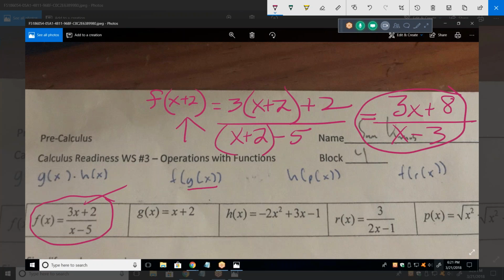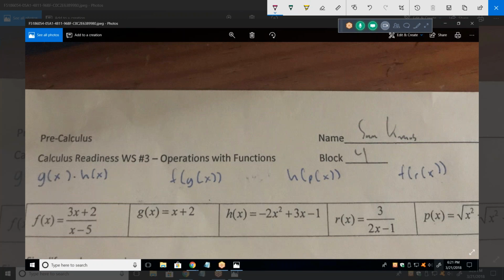Okay, so the clue on these composite functions is always start from the inside. So, what is this really? It's h of what? The square root of x squared minus 4. So that's what I'm going to write in there. It's the square root of all of that. Okay.